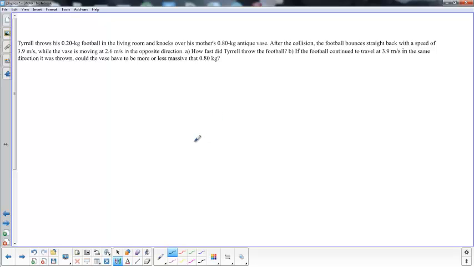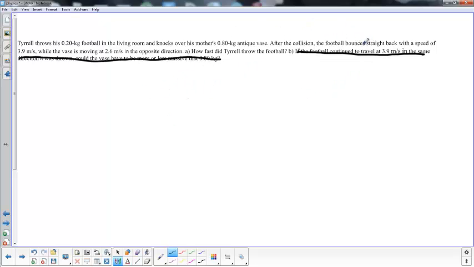So then we move on to 8. Tyrell throws his 0.2 kilogram football and knocks over his mom's 0.8 kilogram vase. I actually don't care about the other parts, so don't worry about that. But what we've got here is a football hitting a vase.